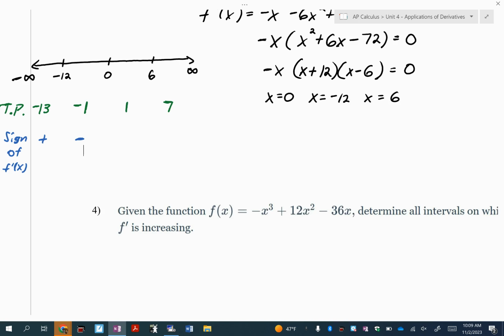1 plus 12, positive. 1 minus 6, negative. So a positive times a negative is a negative. What's the opposite of 1? Negative 1. So negative times a negative is a positive.